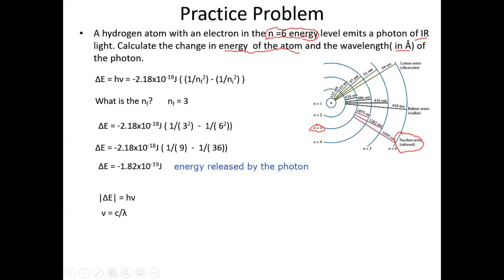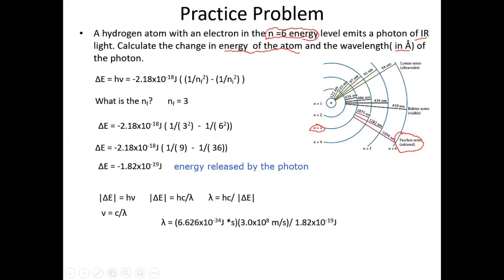Nu is c over lambda. So we get the absolute value of the energy change is equal to hc over lambda. Lambda equals hc divided by the absolute value of delta E. Again, since delta E is negative, we can take the absolute value to determine the wavelength, because you can't have a negative wavelength.